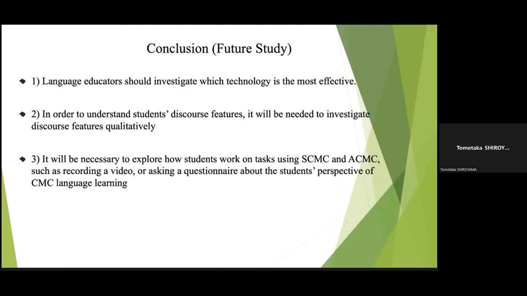The second one is that, in order to understand student discourse features, it will be necessary to investigate discourse features quantitatively, for example lexical frequency, lexical sophistication or lexical density, so checking the vocabulary levels. The third one is that it will be necessary to explore how students work on tasks using synchronous and asynchronous modes, for example by recording video or asking questionnaires about student perspectives of CMC language learning.